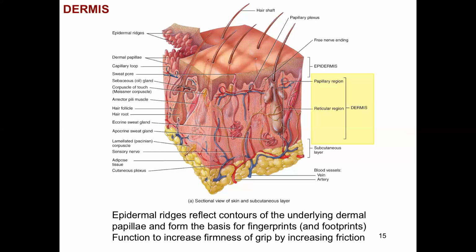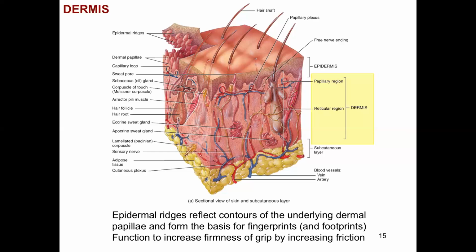So these epidermal ridges, or these papillae, are reflecting the contours in the papillae, right? So they're going to form the basis of your fingerprints and any markings you have on your feet as well. And why do we have those? Well, it's not so that police can identify you. Those are there so that you can get a firm grip on stuff. That's why you've got really prominent ones on your fingertips, right?